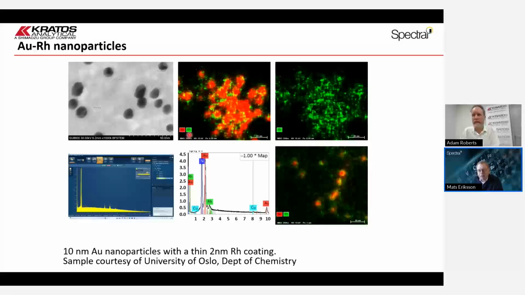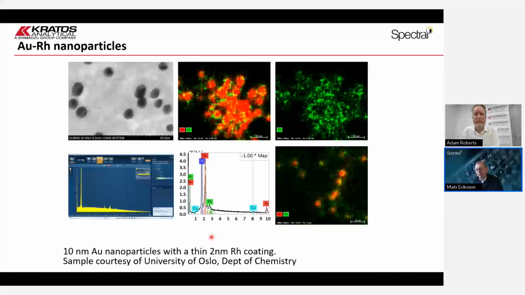Then we tried with EDS to analyze these. We can see that with a traditional EDS detector that looks from the side and collects a rather limited solid angle, that 2 nanometer rhodium coating is not enough material to give us any useful signal.